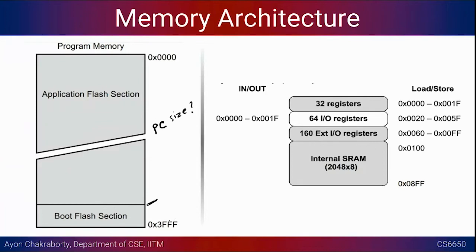So you have this 4 into 3, 12 bits, and then there is this 1, which is 2. So this is 12 plus 2, 14 bits. So you have a 14-bit program counter, which is sufficient to go through this address space. So this is all about your program memory, or the flash part.